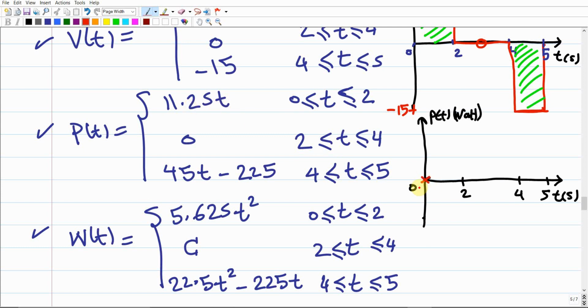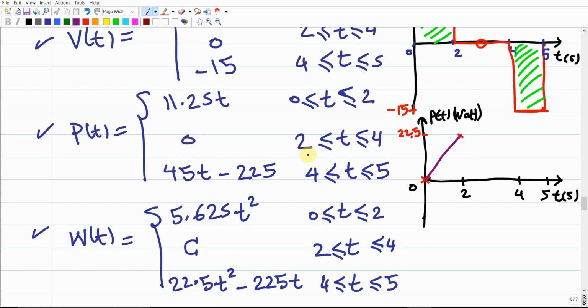So this gives us the first point. And substituting t equals 2 gives us 11.25 times 2, which is 22.5. So when t equals 2, we end up with 22.5 as power, as already represented here at this point. Then your objective is just to connect these 2 points together. I'm just going to connect them with this straight line between the 2 points. So this gives us the first line, or the first curve.